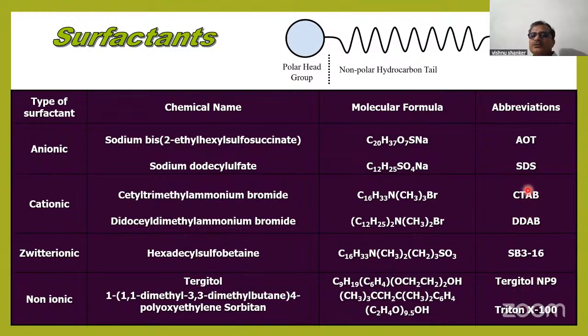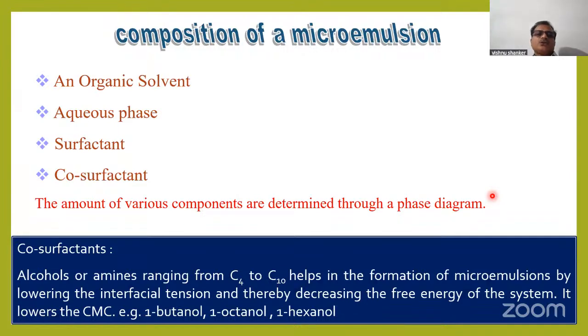Whereas CTAB, AOT and Tergitol are some common surfactants. People use them depending on what kind of material they want to synthesize. We will see in a later slide what the basis is for choosing a surfactant. Okay, so now, what have we learned from the past slide?